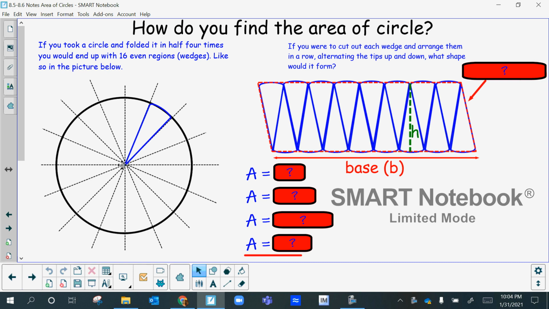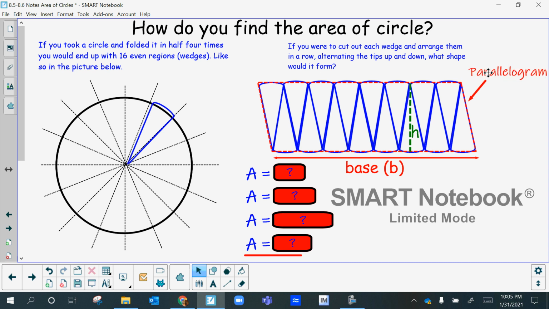So you have all of this right here. And so you would have all of these wedges like that. Okay. And so if you put them all together and arrange them in a row, like so over here, what kind of shape would it form? So I kind of already outlined it in red. What does that look like? That looks like a parallelogram.